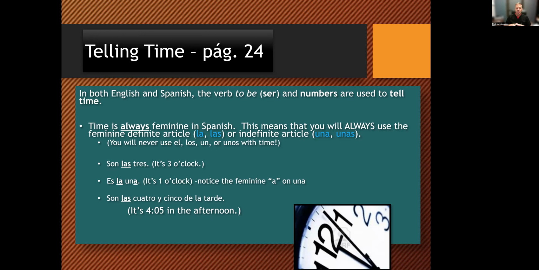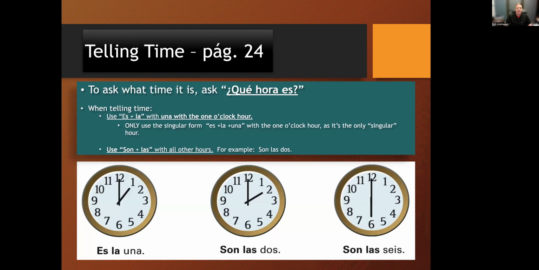Third bullet point, son las 4:05 de la tarde. And we'll come back to those different modifiers that we're going to talk about today. But just look, son, because it's plural, right? Third person plural of ser. Las, because it's las horas, so it's feminine and plural. And 4 is multiple, it's not 1, right? So it's plural, so that indicates everything else. So some basic components of telling time.